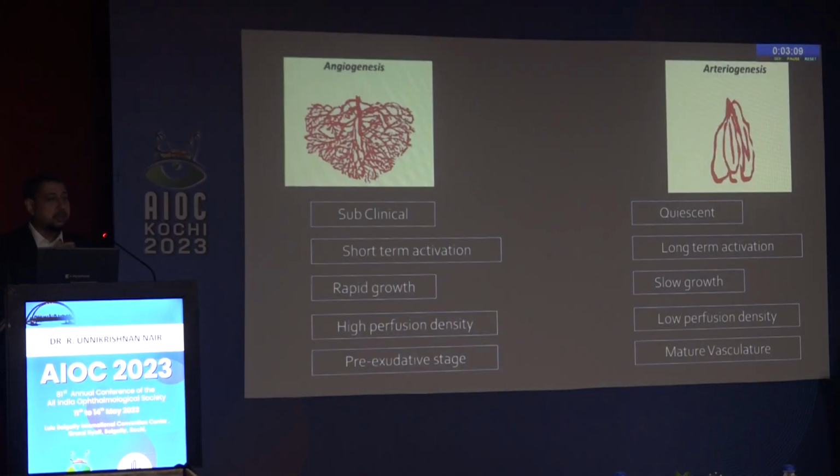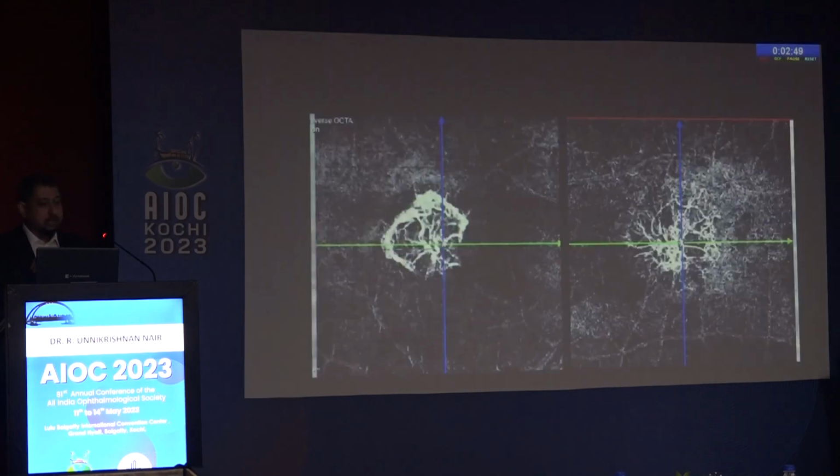And this is the thing. There are two types of non-exudative CNVMs. One is because of angiogenesis. They are subclinical; they're going to become a CNVM later. And the next is because of arteriogenesis. They are the truly quiescent ones that are sitting there, not causing any harm. They are quiescent non-exudative CNVMs. I'm not going to detail, but there are two types essentially.